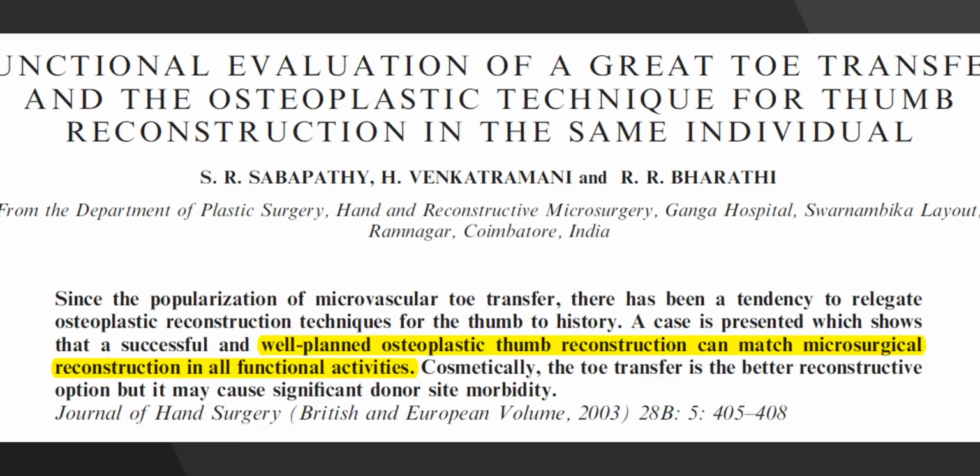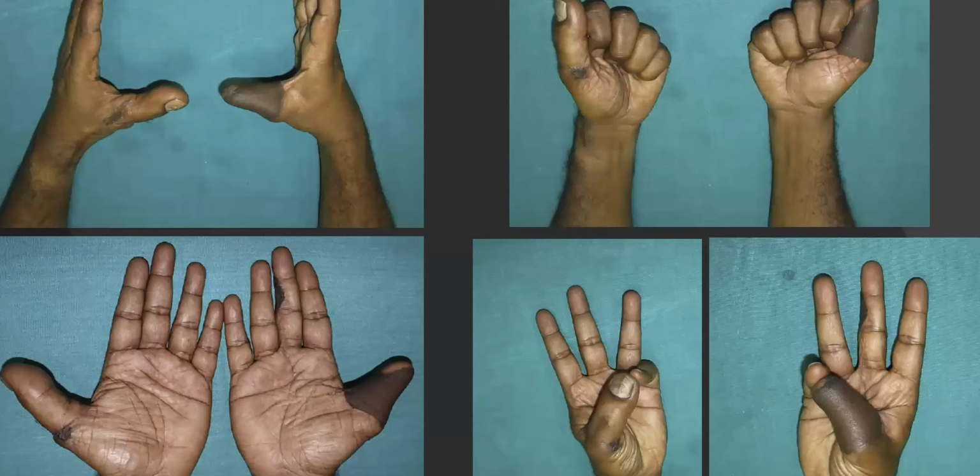This paper by Sabapathy et al. is a very unique case study in which a patient underwent both a great toe transfer on the non-dominant hand and an osteoplastic reconstruction on the dominant hand. And what was noticed was that a well-planned osteoplastic thumb reconstruction can match microsurgical reconstruction in all functional activities. So 15-year follow-up of this patient demonstrates excellent abduction, opposition, and function of both osteoplastic and microsurgical reconstruction.